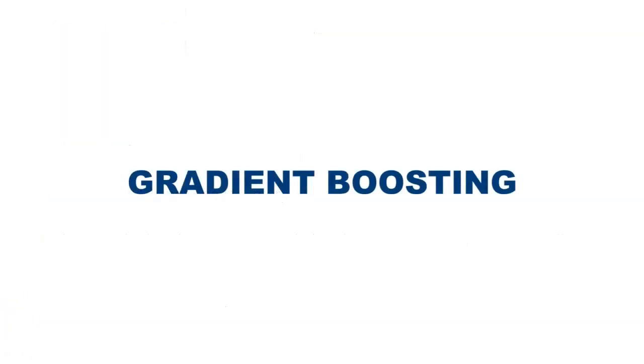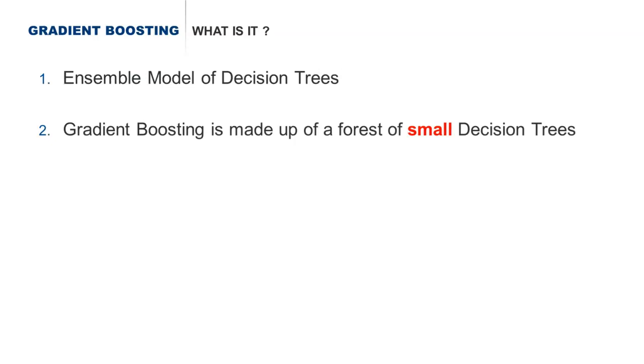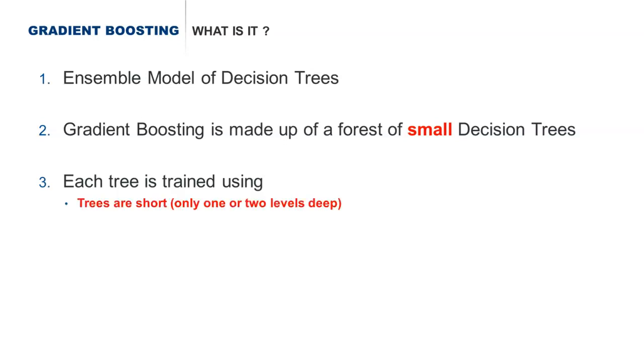So now let's look at gradient boosting. It's very similar to random forest, but how is it different? Well, it's still an ensemble model of decision trees, but the difference is that gradient boosting is made up of small trees. The random forest is made up of big trees. So gradient boosting is little trees. And how are the trees trained? First, they're very short. So that's how they're different from normal trees.